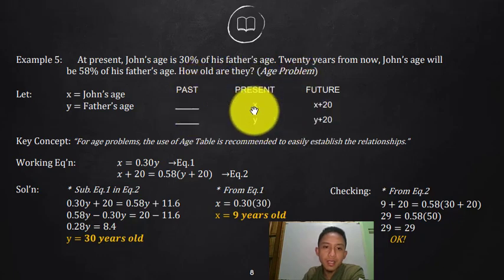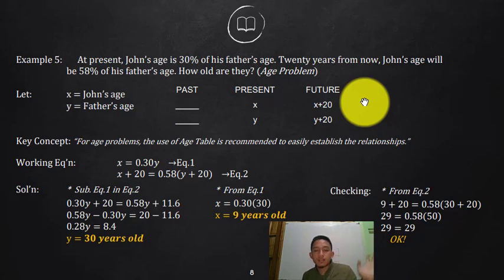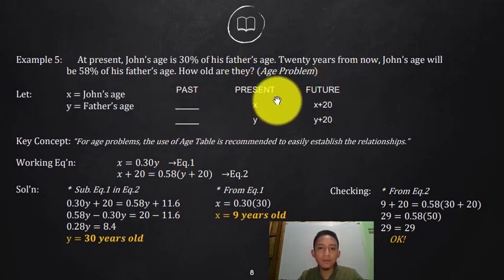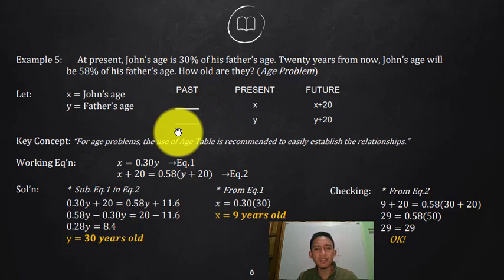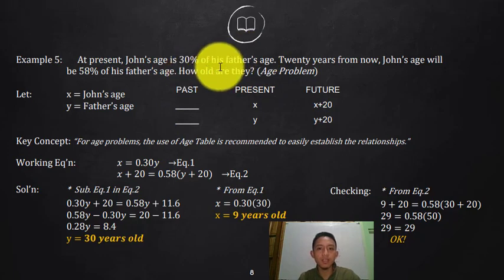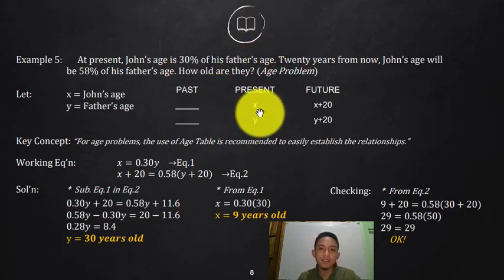Okay, three columns: past, present, and future, whatever the problem is. But we are talking here of the age at the present, so I will only fill up the table in the present. There is no such relationship given for the past. It doesn't say anything about before. So there is no data in your past column.